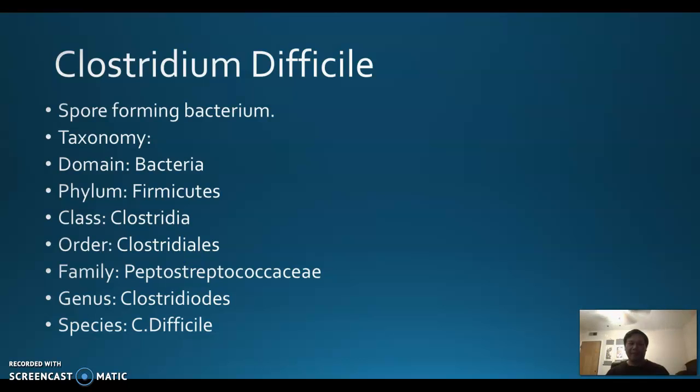Clostridium difficile's taxonomy goes as follows. Its domain is bacteria. Its phylum is Firmicutes. Its class is Clostridia. Its order is Clostridiales. Its family is Peptostreptococcaceae. Its genus is Clostridioides, and its species is C. difficile.